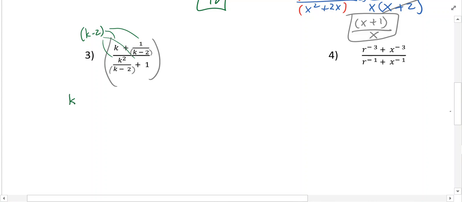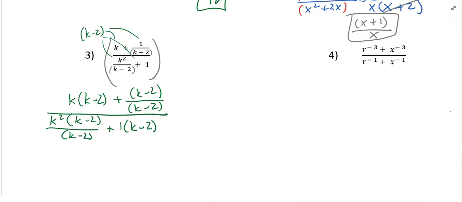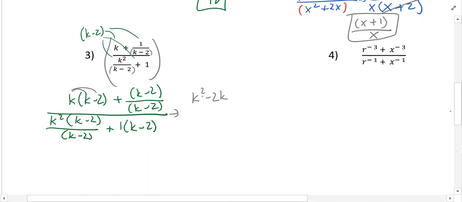So here you'd have k parentheses k minus 2 plus k minus 2 times 1 is k minus 2 over k minus 2, divided by, here I have k squared parentheses k minus 2 over k minus 2 plus 1 times k minus 2. All right, so now you can go ahead and reduce if possible or distribute. In this case, we have to distribute. So we have k squared minus 2k.